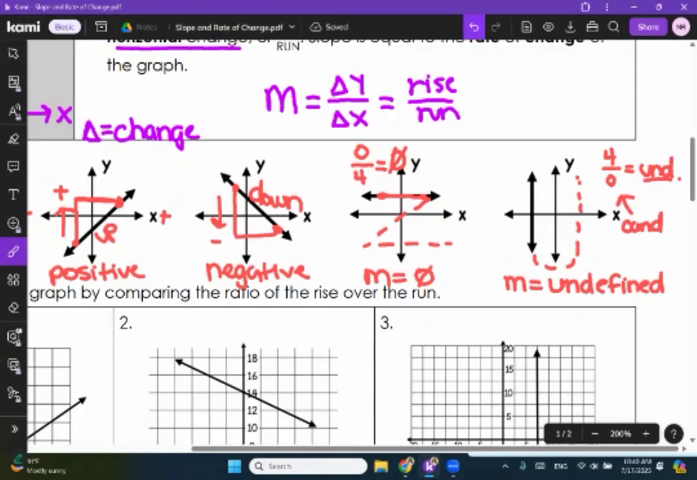I don't know why I put canned. Maybe I got candy on my mind. Can't divide by 0, okay?